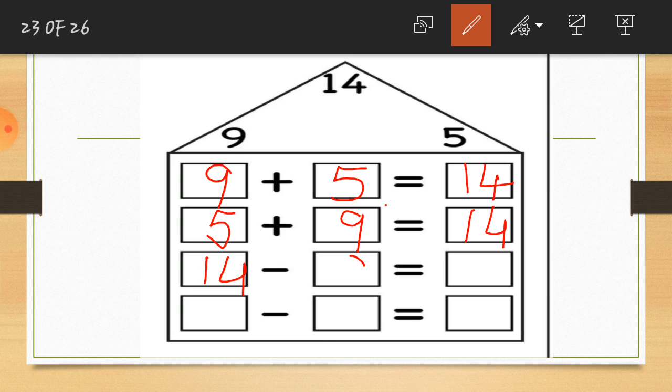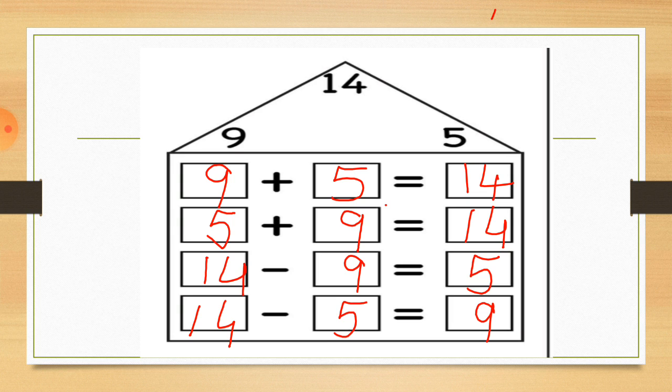14 minus 9. So how much is it? Just count in your book. Cut 9 numbers from the 14, so you will get the answer 5. Now I cut 5 numbers from the 14 and you will get 9 as the answer, students. So this way you have to count the worksheet, you have to count the sums. Hope you understood this concept, and count the sums by yourself.